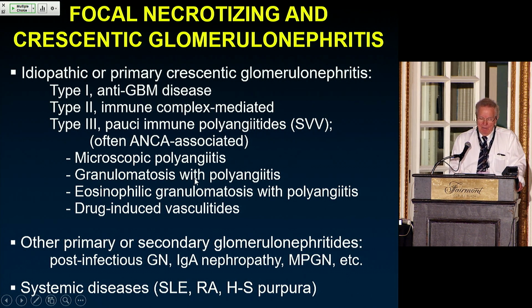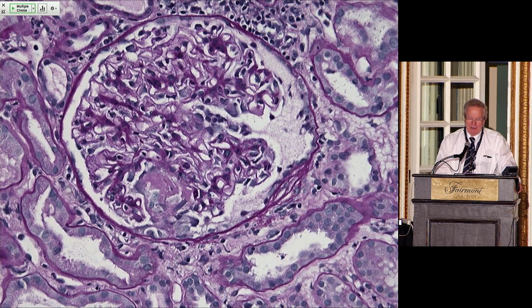I think there is more to the mechanism of crescentic GN, especially because many of these patients with focal necrotizing and crescentic GN have anti-GBM disease. They have an immune complex disease. They have some other form of injury, not necessarily activation of neutrophils by an anti-neutrophil cytoplasm antibody.